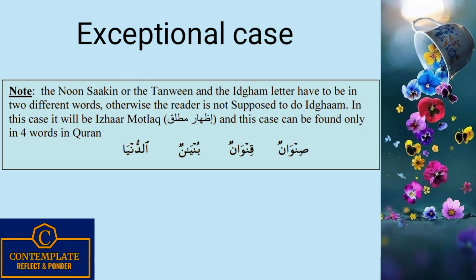Here is an exceptional case of idgham. The noon sakin or the tanween and the idgham letter have to be in 2 different words. Otherwise, the reader is not supposed to do idgham. In this case, it will be idhar mutlaq, and this case can be found only in 4 words in the Quran, which are written below. Number 1, صنوان. Number 2, قنوان. Number 3, bunyan. Number 4, الدنيا. So this was all about today's topic.